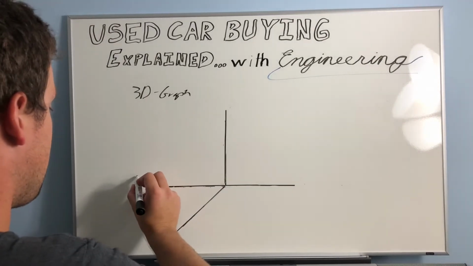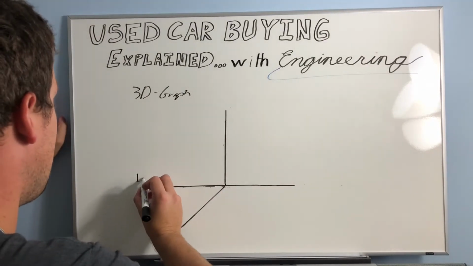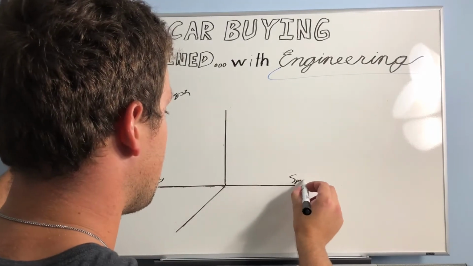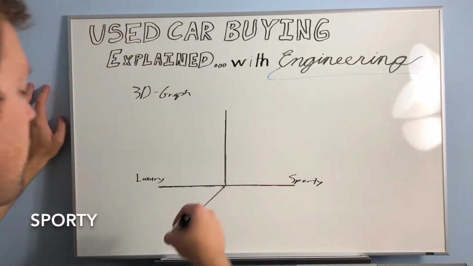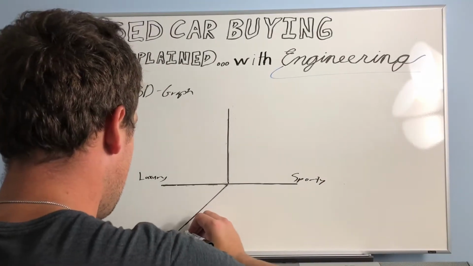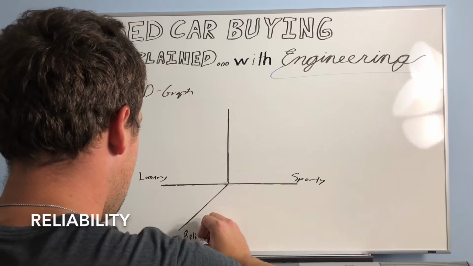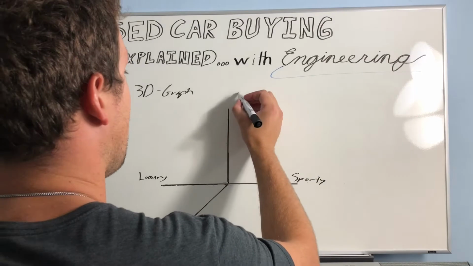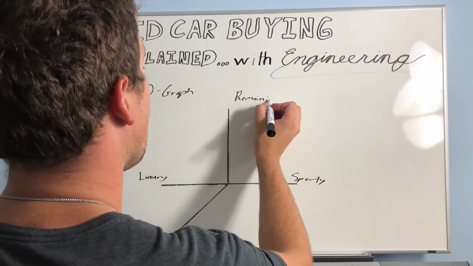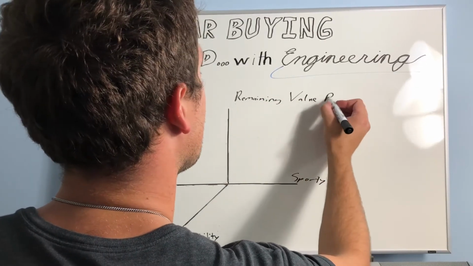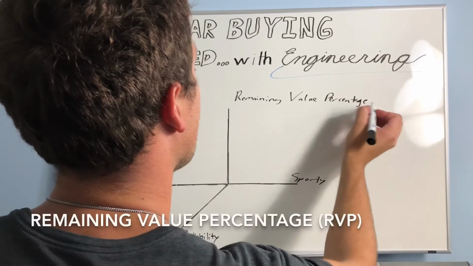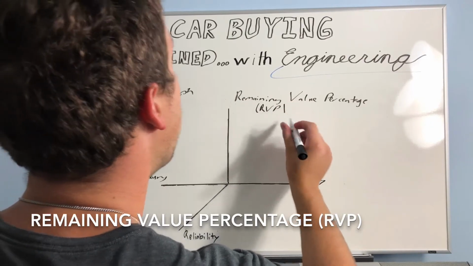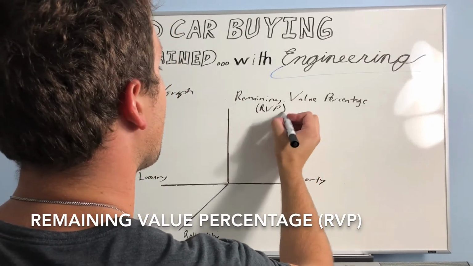So let's call this horizontal axis luxury versus sporty. Now this axis is reliability. Your z-axis is what I'm going to call your remaining value percentage, or RVP. Sorry, I can't write and talk.